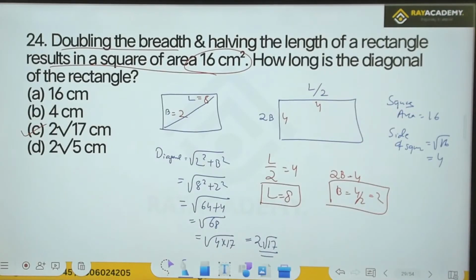So for this question, first the length is halved and the breadth is doubled, but the area becomes a square. So the square side is 4. From there, we get to know the length and breadth.